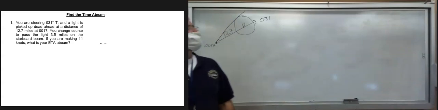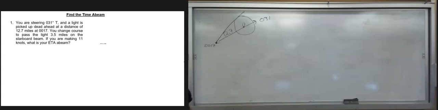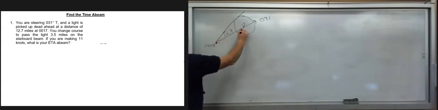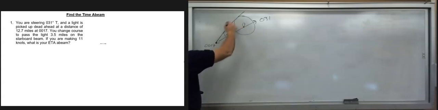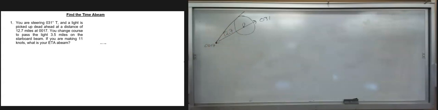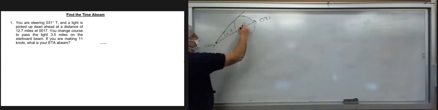Now, Katie, you change course to pass the light 3.5 miles on your starboard beam. I got to draw another leg up there. I got this leg, which is 12.7. I'm going to do some new leg over here, but there's one more leg. How am I going to draw that leg in there, Katie? How long is that leg, the missing leg? It's related to this circle. It's 3.5 miles.